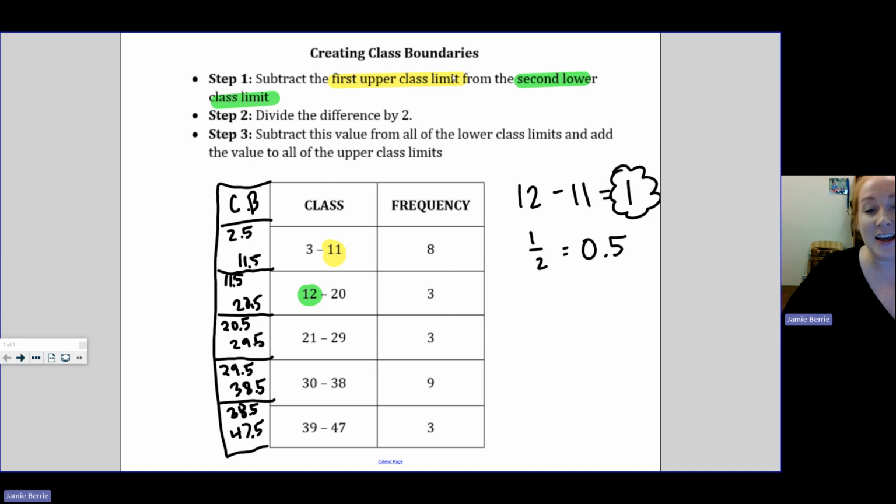I hope that helps clear up any questions about creating class boundaries or determining class boundaries.